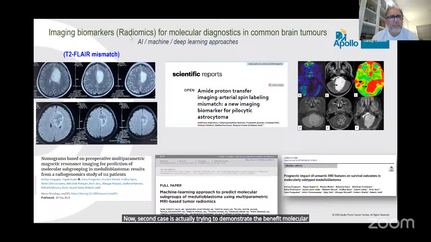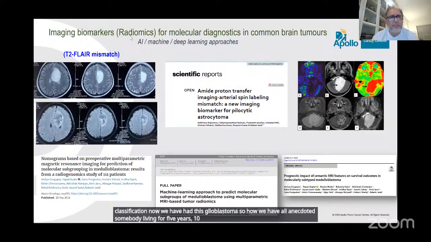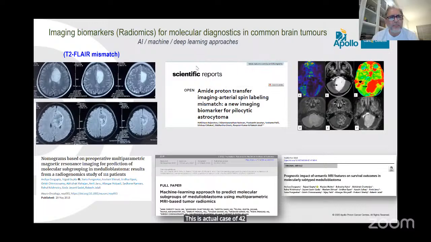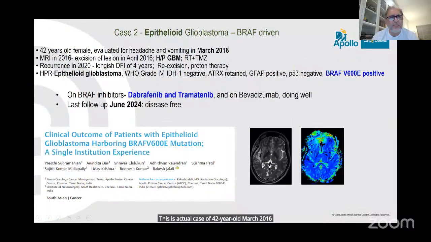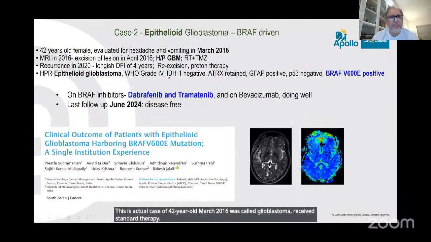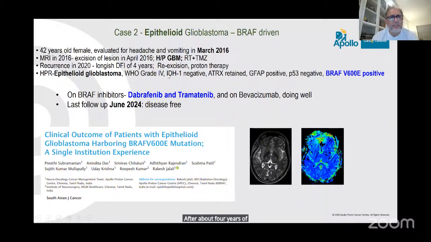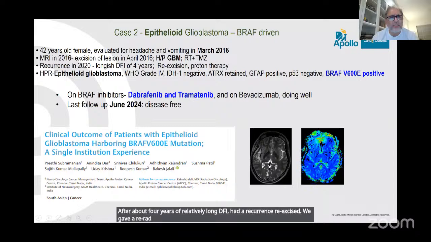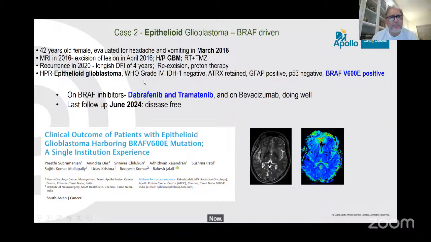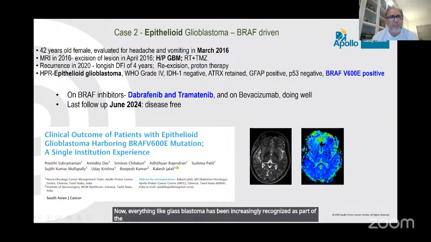Now, we have had these glioblastomas where we all have anecdotes of somebody living for 5 years, 10 years, 7 years, 8 years. This is an actual case of a 42-year-old, March 2016, called glioblastoma, received standard therapy. After about 4 years of relatively long DFI, had a recurrence, re-excised, we gave re-radiation with proton. This pathology was epithelioid glioblastoma. Now, epithelioid glioblastoma has been increasingly recognized, and is part of the WHO CNS 5 2021.